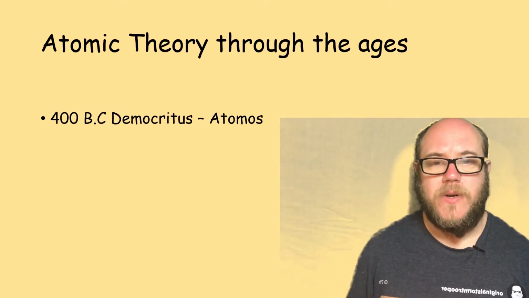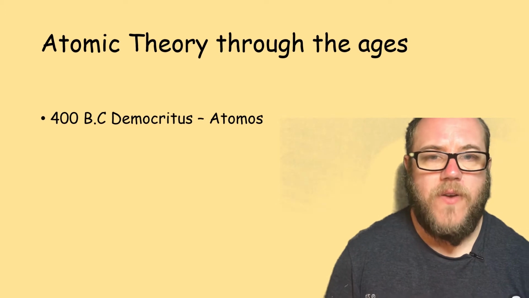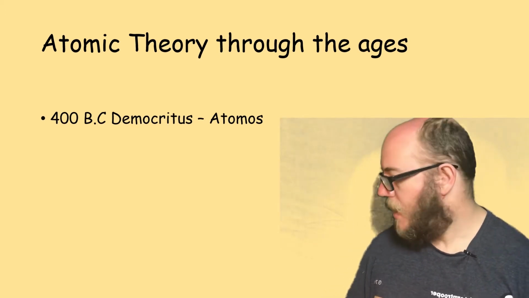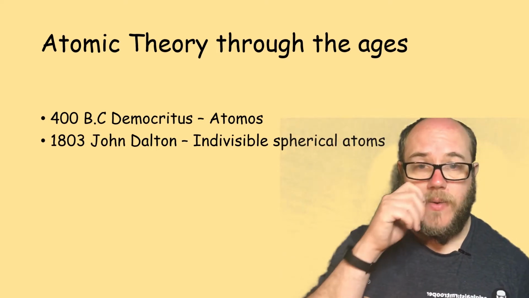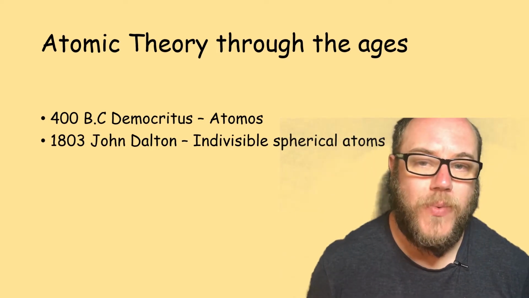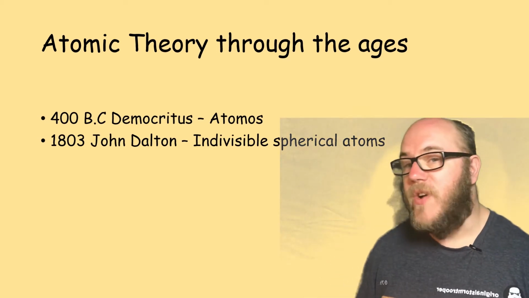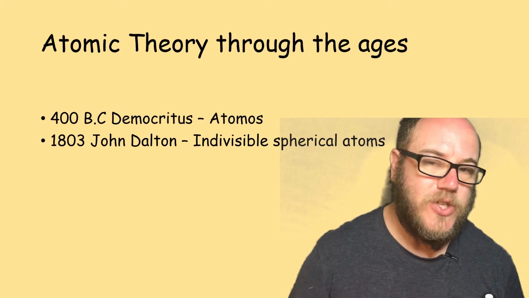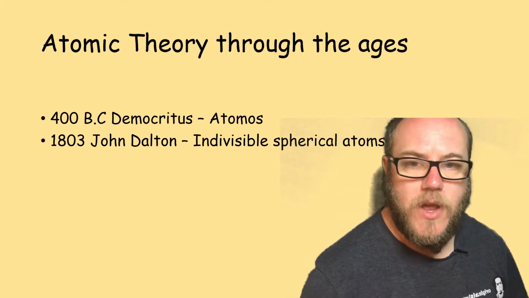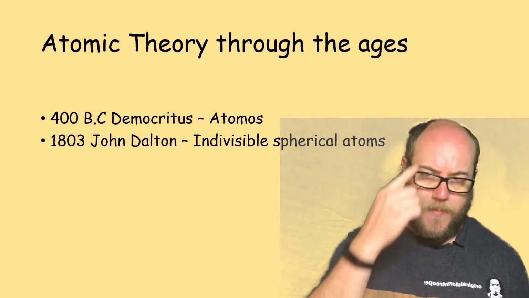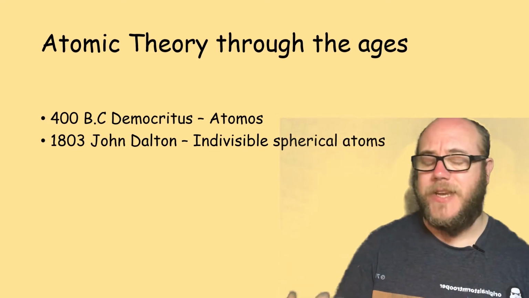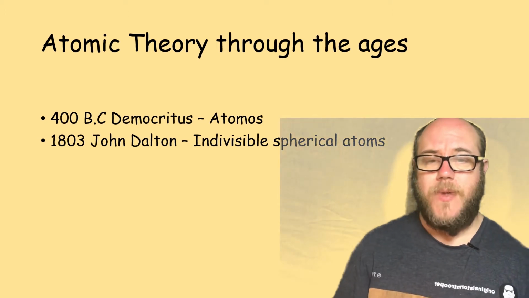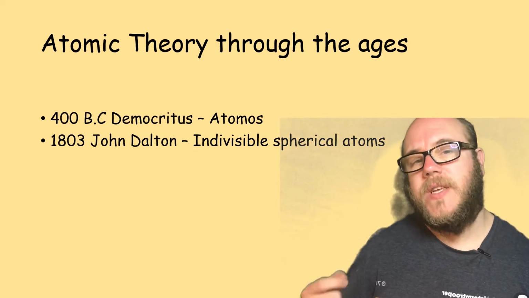Now this atomos theory was around for a long time. This was 400 BC. It wasn't until John Dalton came along in 1803. That's over 2,000 years later. That's 2,200 years later, in fact. Remember that Democritus' theory was all about thought. He didn't actually know this stuff. He couldn't prove it. John Dalton came along and he did a series of experiments.